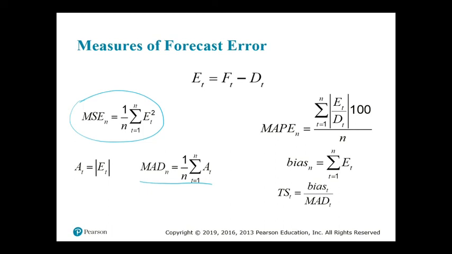And then we have this term, mean absolute percentage error, MAPE, which is the average absolute error as a percentage of demand. So this is particularly applicable for data with seasonality. And then we have bias terms, or corresponding to bias, we have this tracking signal, TS.